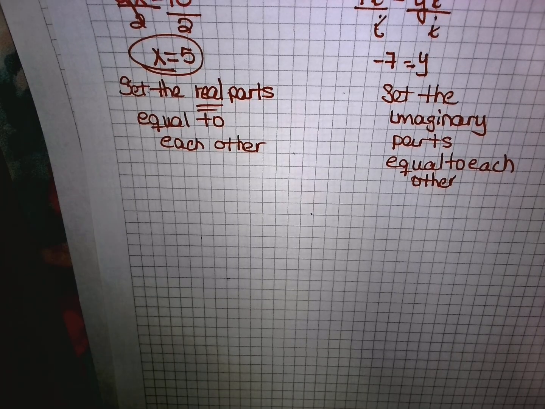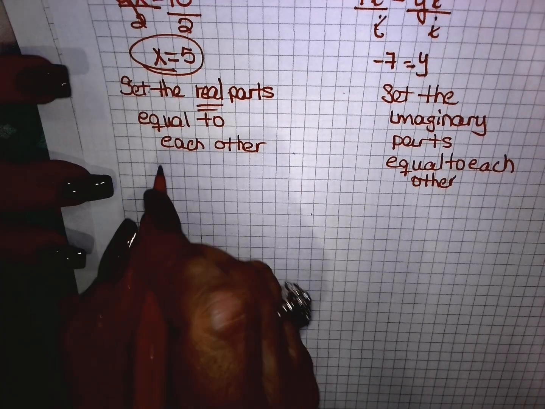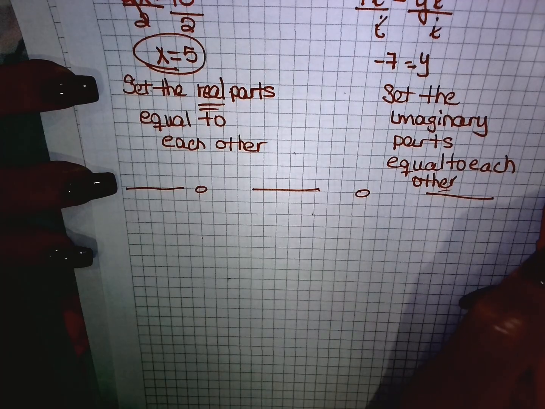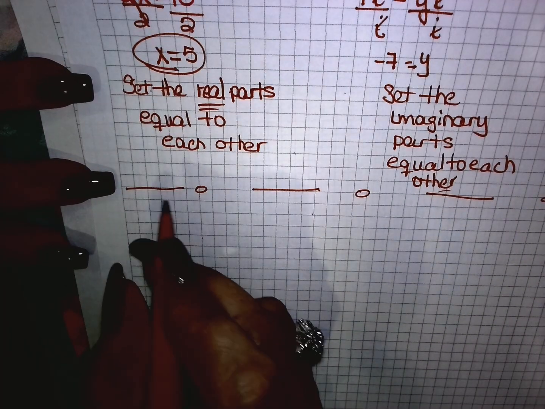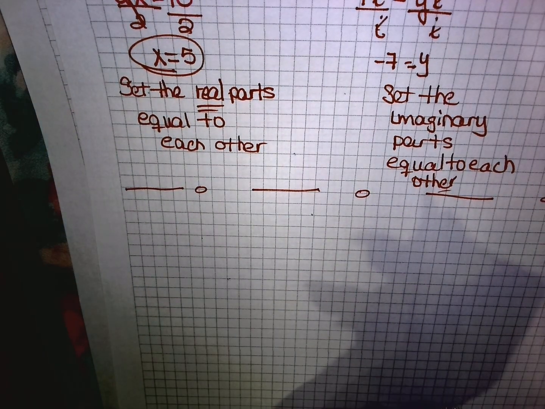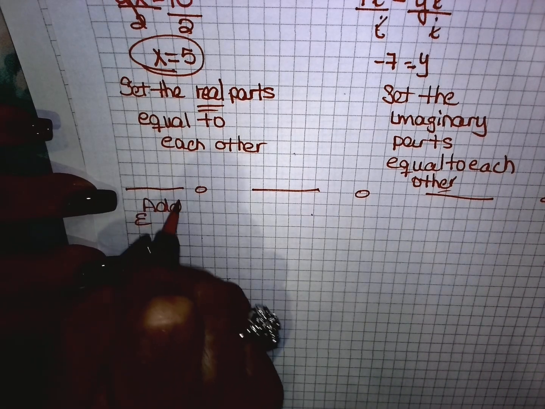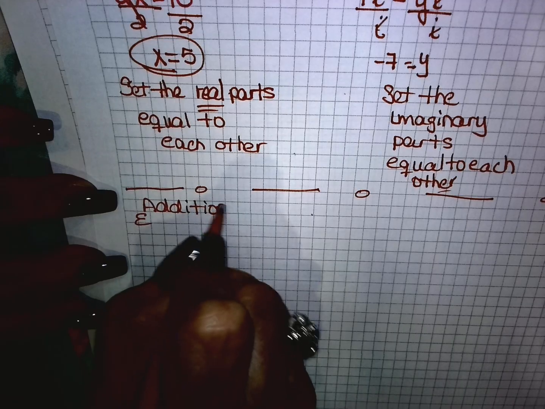Okay, so now that we know what imaginary numbers are, and now that we know what complex numbers look like, that they have a real part and they have an imaginary part, now we got to figure out how to perform basic arithmetic operations on them. So the 4 basic arithmetic operations are addition, subtraction, multiplication, and division. So let's start with addition because that's usually the easiest.